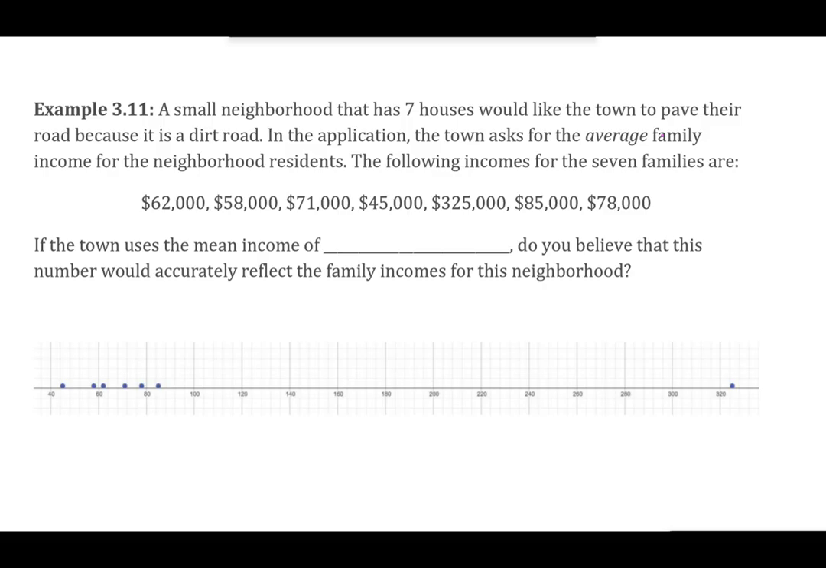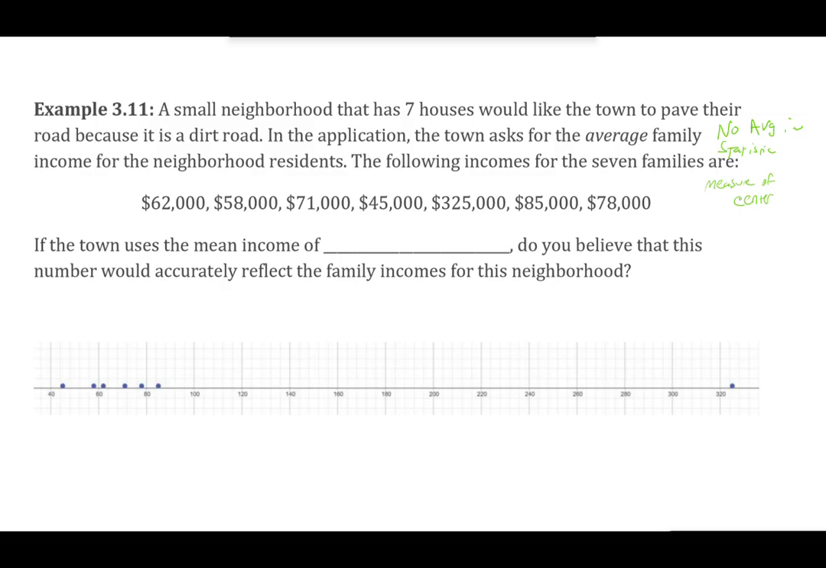Now, the application asks for the average family income. As we've talked about previously, there is no average in statistics. The average is actually a relatively poor way of discussing either the mean or the median or the mode. The average is basically a way of talking about a measure of center or a measure of central tendency.